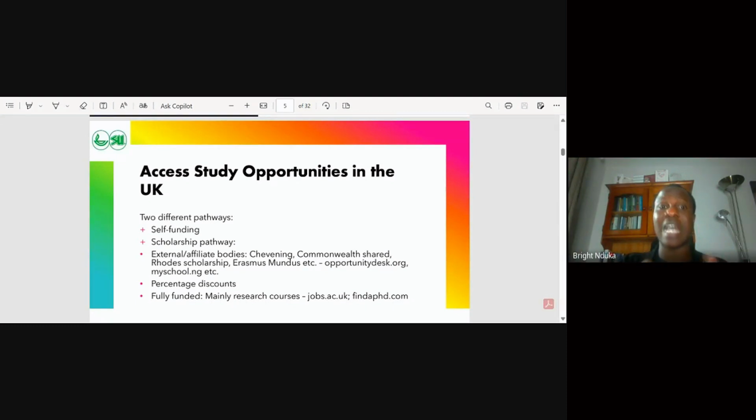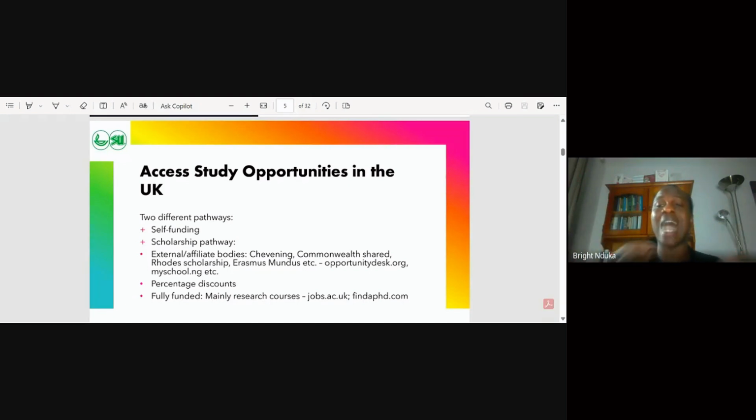So these percentage discounts are things that the university offers. Let me say this: hardly, if not impossible, would you see a UK university grant you a fully funded opportunity or erase your school fees entirely. It is impossible, except you get an award from any of these external or affiliate bodies like Chevening, Commonwealth Shared, Rhodes Scholarship, NDDC. That's the only way you can get a fully funded award. But a school giving you totally free tuition is highly impossible. You can't even find it on the website.